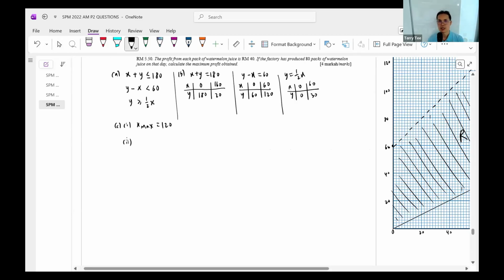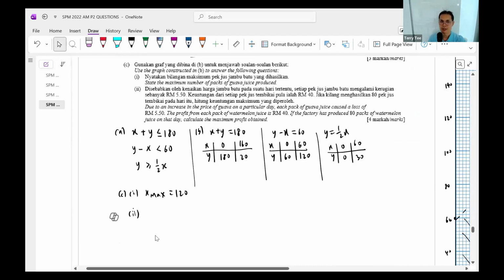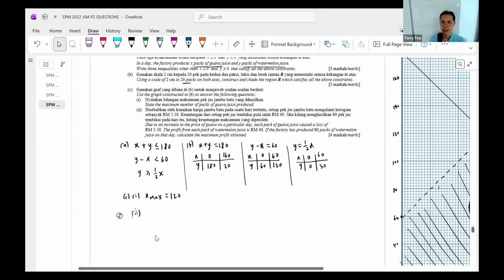Now next one is really interesting. Normally we have to form an objective function, and normally the objective function is all profit, all positive. But this is negative. They say due to the increased price of guava on a particular day, each pack of guava costs a loss of 550. The profit for each pack of watermelon juice is 40. The factory produced 80 packs of watermelon juice that day. So calculate the maximum profit. Normally your objective function K is profit for guava plus profit for watermelon. But this guava is losing money, 550 per pack. Watermelon is making money, 40 of Y. So this is your objective function.